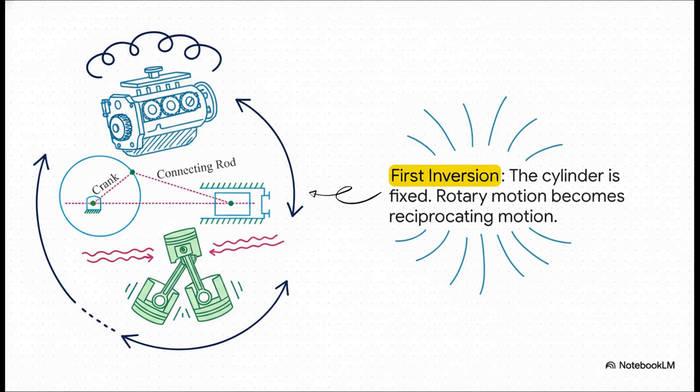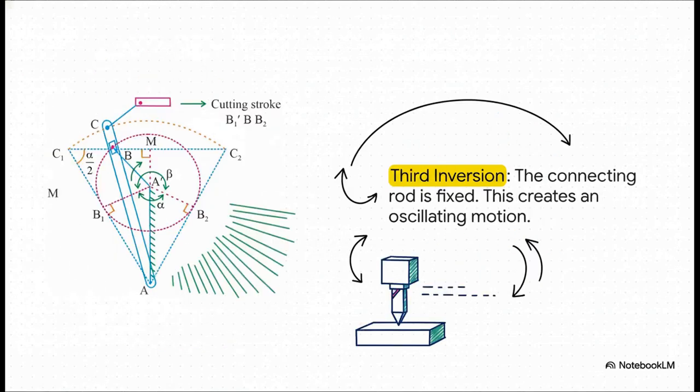Now in this case, we fix the cylinder. We bolt it down so it can't move. As the crank spins around, it pushes that piston back and forth, back and forth. We're turning rotation into straight line motion. Classic engine stuff. Okay, but now watch this.